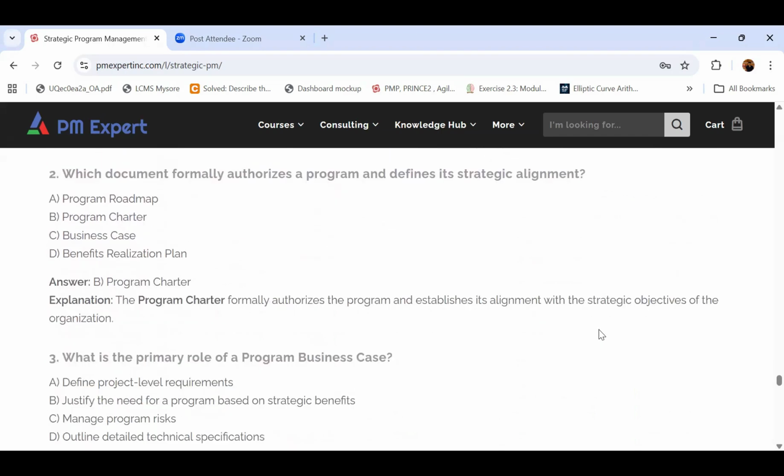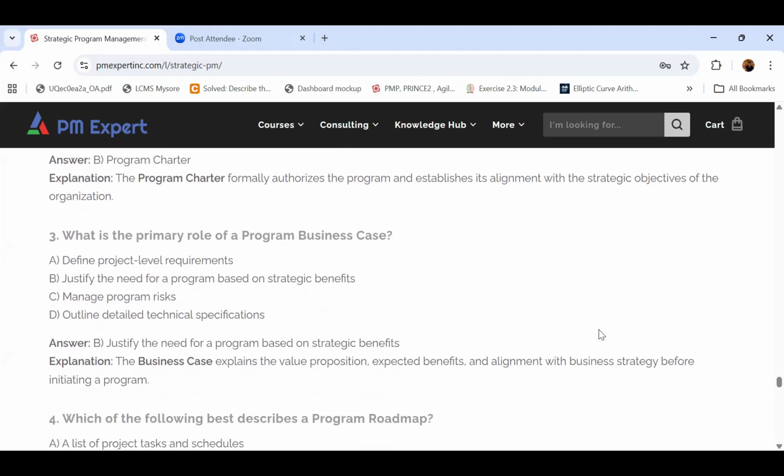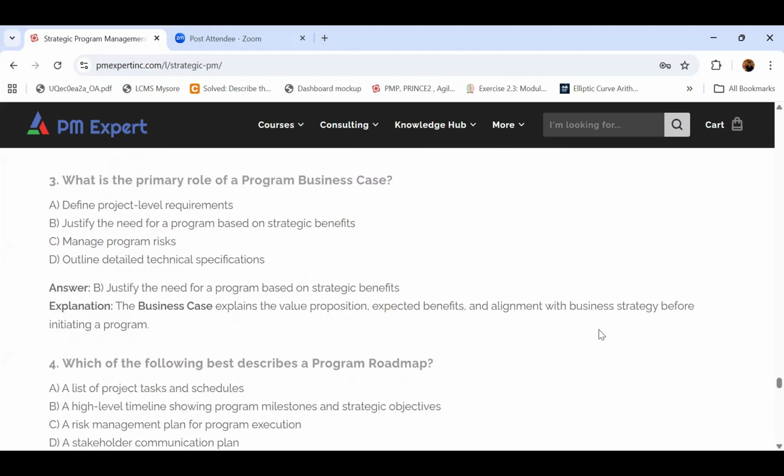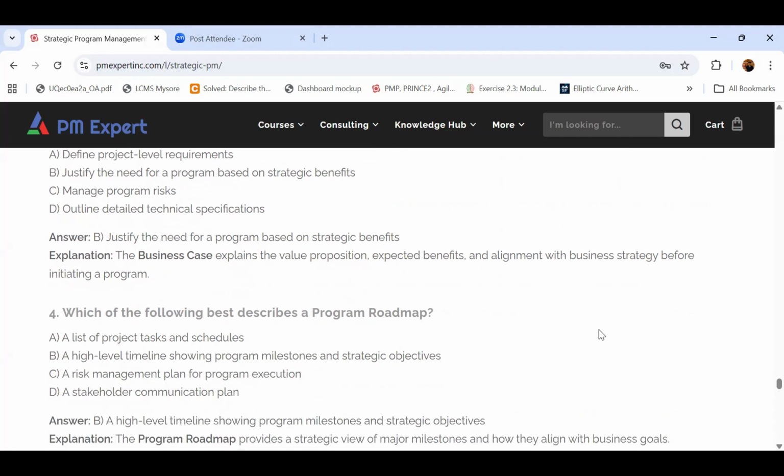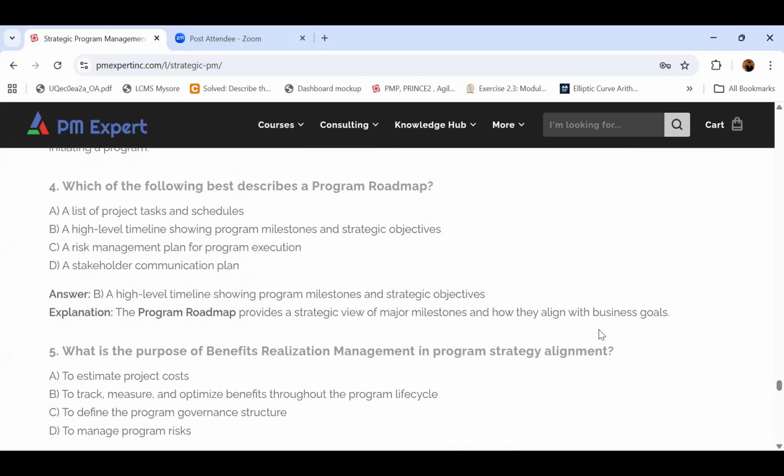What is the primary role of a program business case? B. Bravo, right? Which of the following best describes a program roadmap? Bravo, right? What is the purpose of benefit realization management in program strategy alignment? B. Bravo.